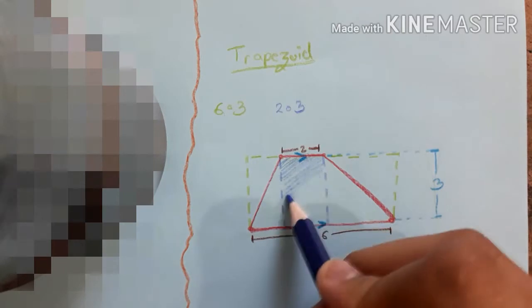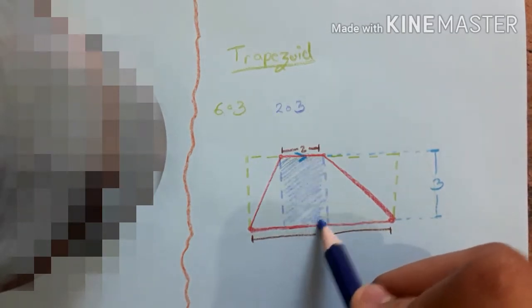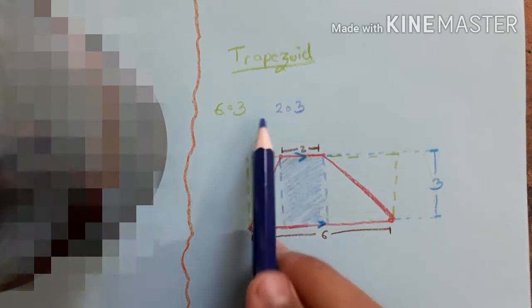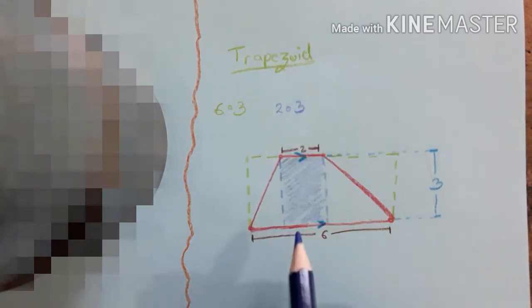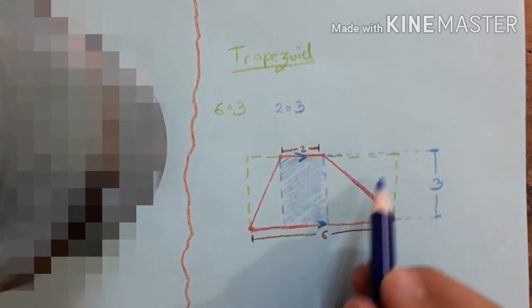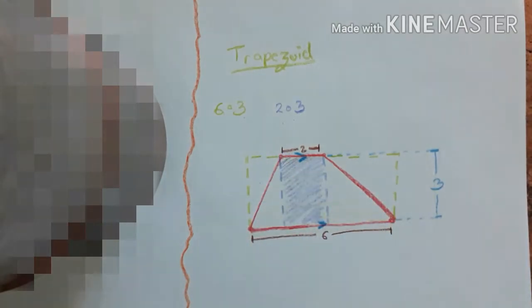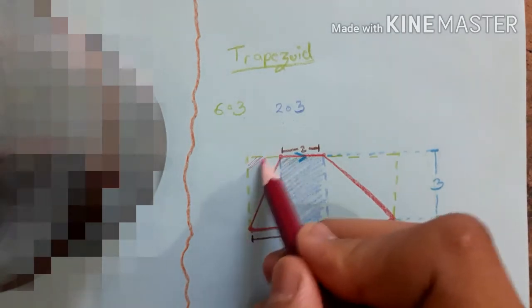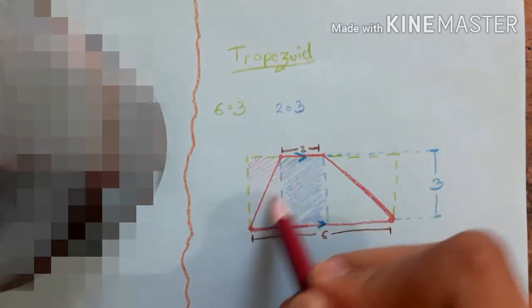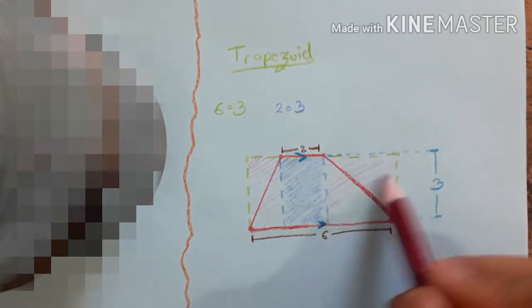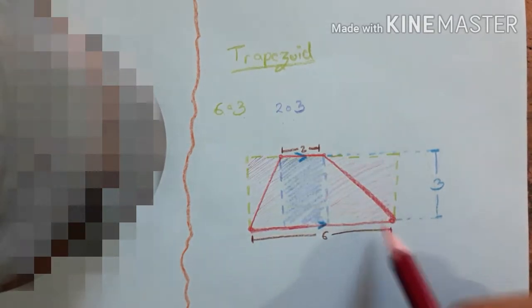So you can imagine this rectangle with a width of 2 and a height of 3. The rectangle with the 6 times 3 is the larger rectangle, and the rectangle with the dimensions of 2 by 3 is the smaller rectangle. When we look at the area difference between the two rectangles, this is the area difference on the left hand side and this is the area difference on the right hand side.